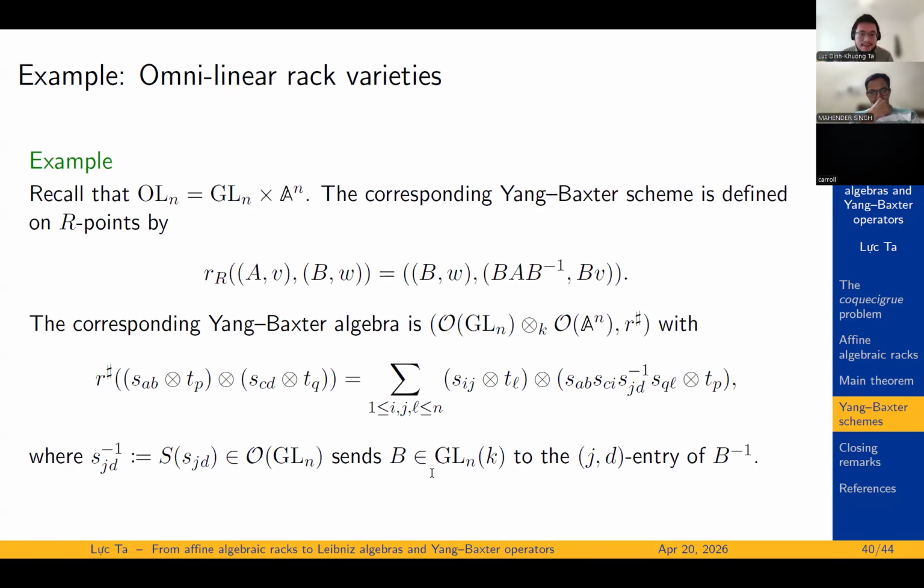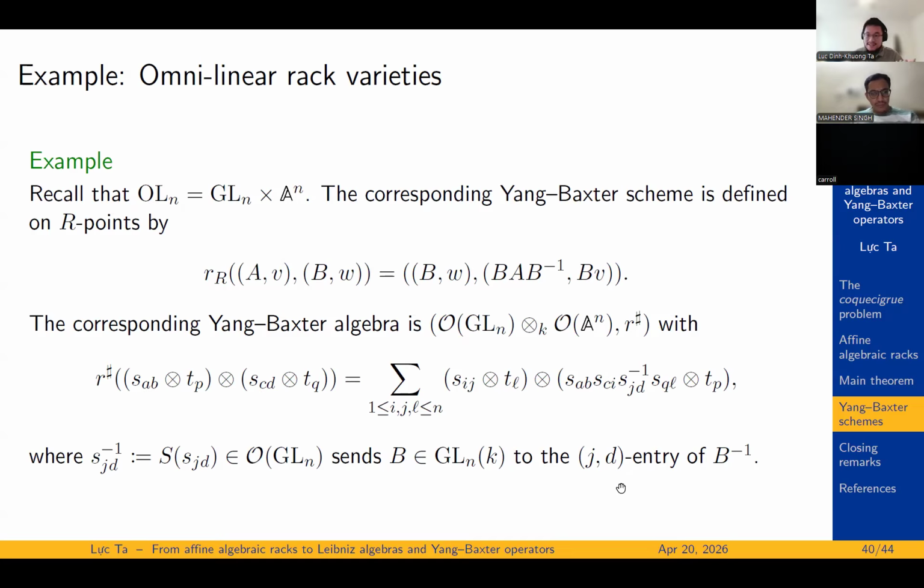Okay, as a bit of a messier example, let's look at OLN, omnilinear rack varieties. The corresponding Yang-Baxter scheme is defined on R points by, once again, flipping the coordinates and then using the rack operation on the second coordinate. So this formula. And if you work out the math, you can compute the corresponding Yang-Baxter operator whose algebra is given by the tensor product. In other words, the coordinate ring of OLN, and then you get this formula for the Yang-Baxter operator.